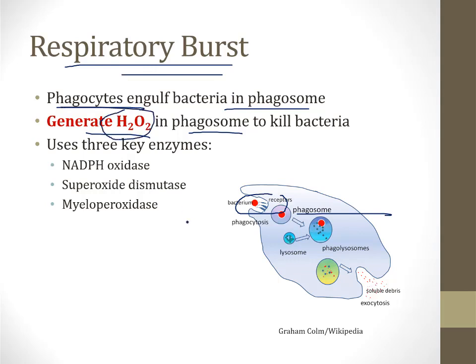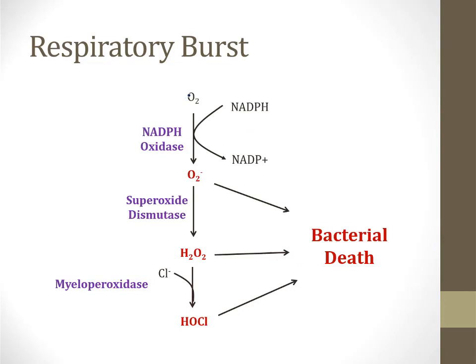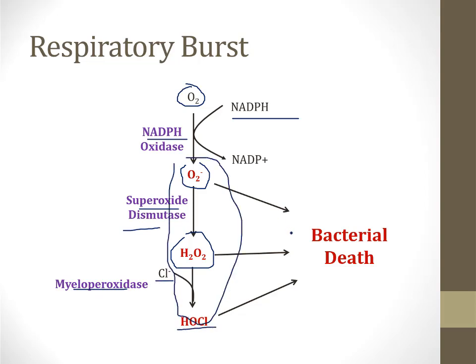The generation of hydrogen peroxide by the respiratory burst requires three key enzymes. The first one is NADPH oxidase, the second one is superoxide dismutase, and the last one is myeloperoxidase. And here's how the respiratory burst works. Phagocytes begin with oxygen. The enzyme NADPH oxidase, an enzyme which requires NADPH, converts oxygen into superoxide. Then superoxide dismutase synthesizes hydrogen peroxide, and then myeloperoxidase uses chloride to create hypochlorous acid. And all of these substances here contribute to bacterial death inside of phagocytes.